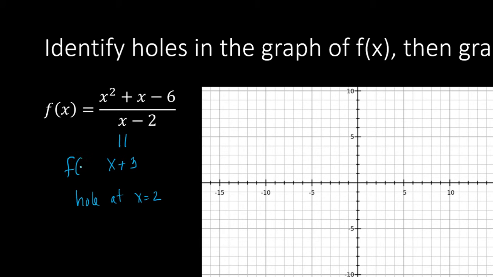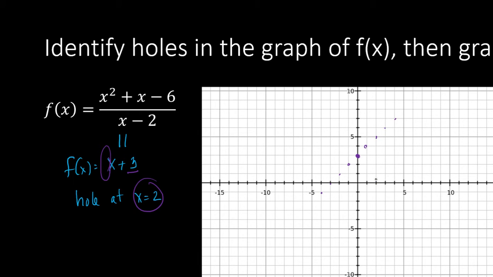So if I have this function f of x equals x plus 3 and I graph it, what does that look like? I start with the y-intercept, I place it at 3. My slope is just 1 over 1, so I go up 1 over 1, up 1 over 1, up 1 over 1, up 1 over 1. I can go in the other direction as well. So I have this line forming, but I have a hole at x equals 2.